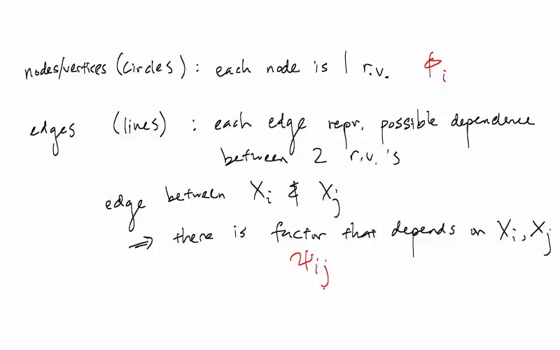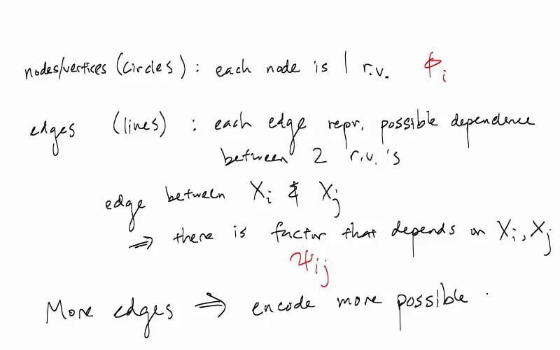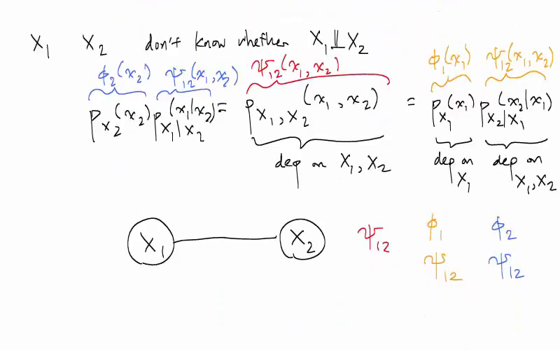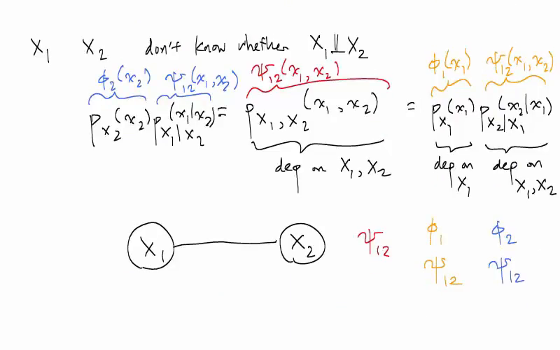Okay, an important thing to note is that more edges implies that the graphical model can encode more possible distributions. So importantly, note that having an edge like psi ij, you can still actually encode the case when xi and xj are independent. So to make that concrete, going back to our example of just x1 and x2, note that psi1,2 here can actually have x1 and x2 be independent.